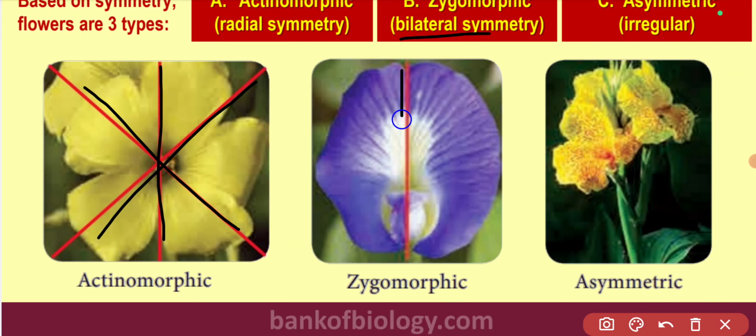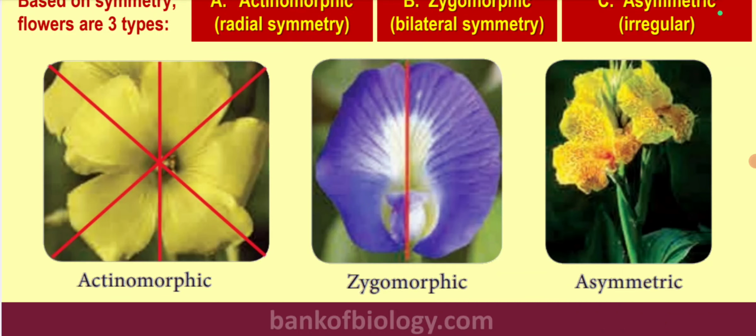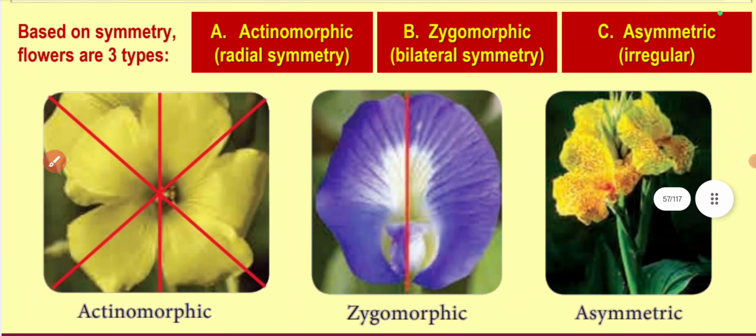Bilateral means you can cut only in one way to get 2 halves of the flower; it is called zygomorphic. And in asymmetric, if you cut in any plane of this flower, you cannot get equal halves of the particular flower. That is called asymmetric or irregular. So the new terms are: actinomorphic, zygomorphic, asymmetric.